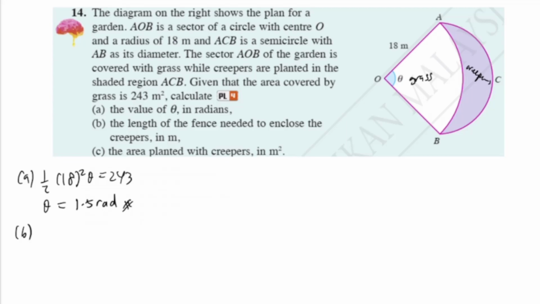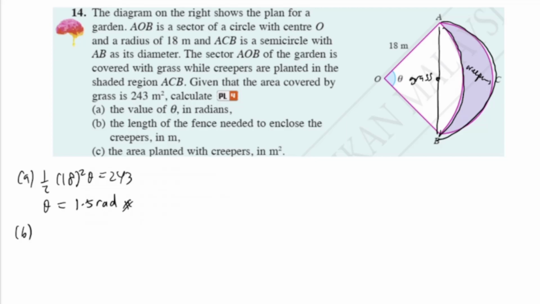Second part, find the length of fence needed to enclose the creeper. So the length of fence consists of the length of arc AB here and arc ACB. There are 2 arcs here. So your arc AB, no problem, we can use s equals r theta. Arc ACB is a bit of a problem because we do not know the radius of your semicircle. This is your semicircle. So we need to find the radius. We need to half this.